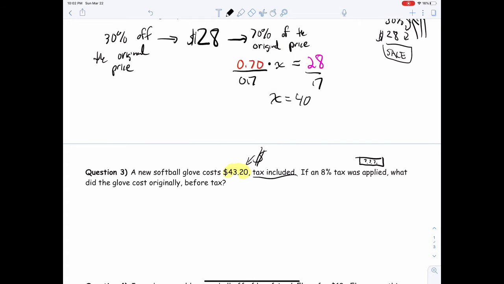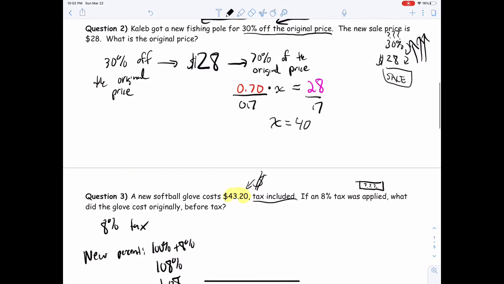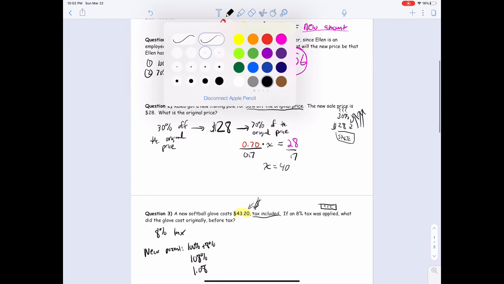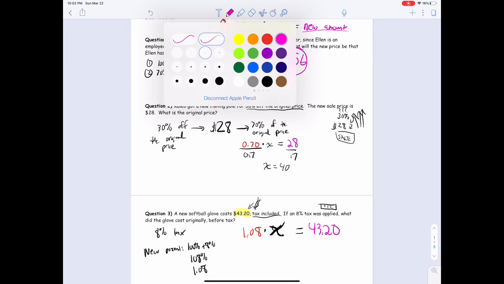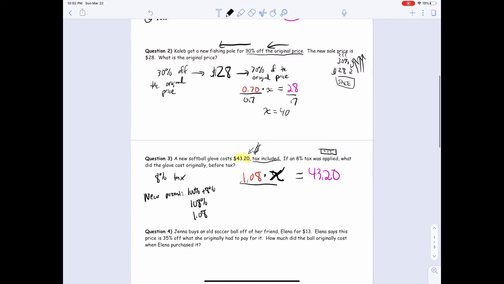So, if there was an 8% tax, that means that the new percent is 100% plus 8%. That will make 108%, and that'll be 1.08. So if we use our formula, the percent is in red, so 1.08 times the original, so we don't know what that is, so that's just going to be x, equals that new amount, which is 43.20, that's the amount we have to actually pay for, and then you're just going to go ahead and solve it. It's an equation.